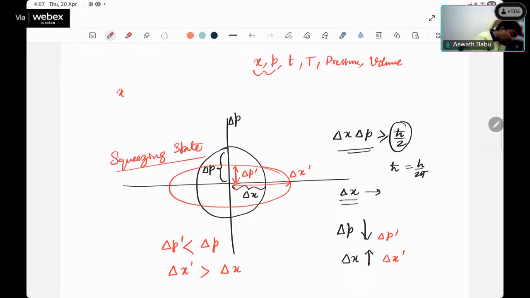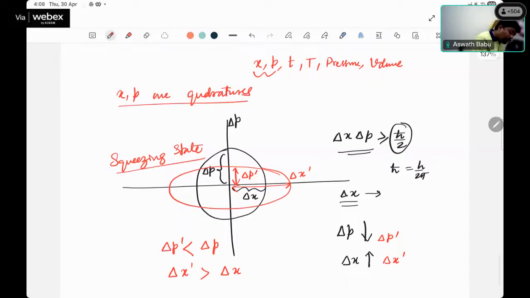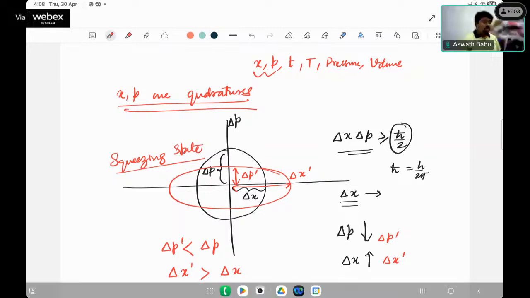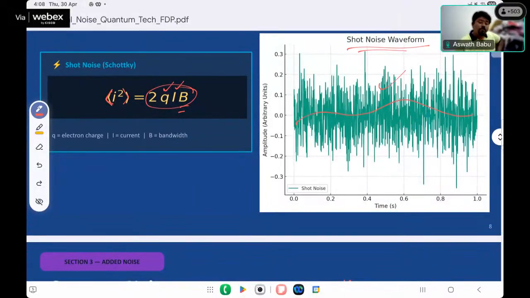So here X and P are called quadratures. They are complementary, they come hand in hand with each other like two players. So they're called quadratures, very important in the case of quantum computing. We will say a lot about this when it comes to sensing.